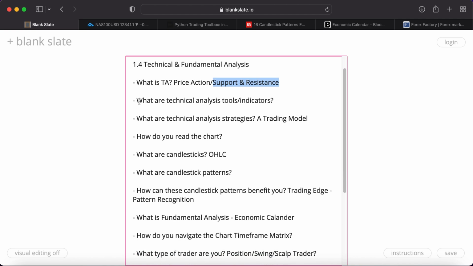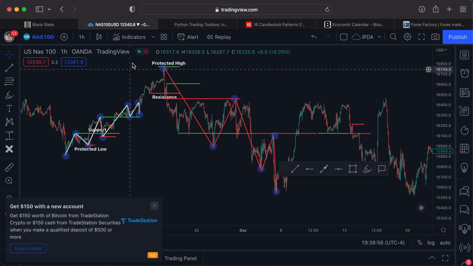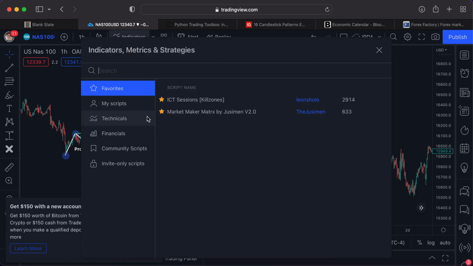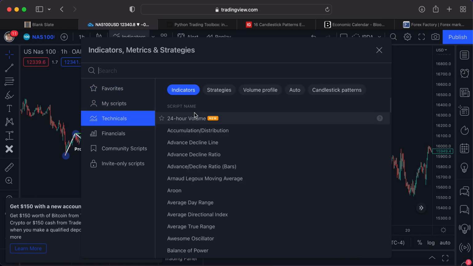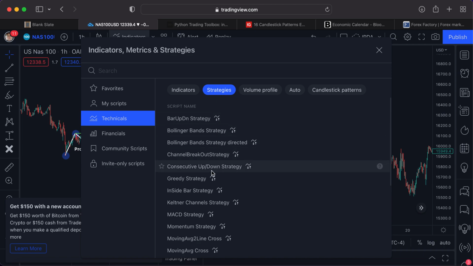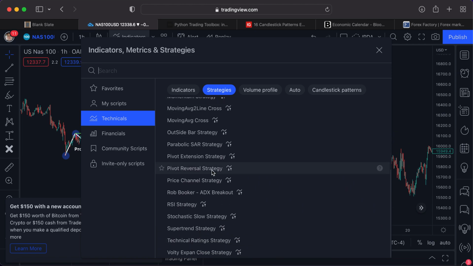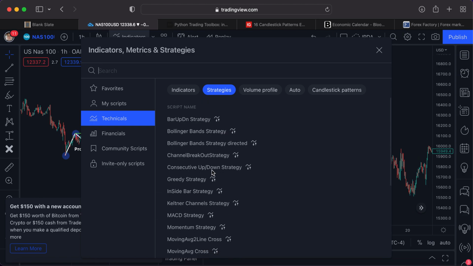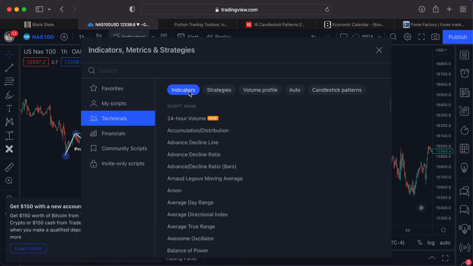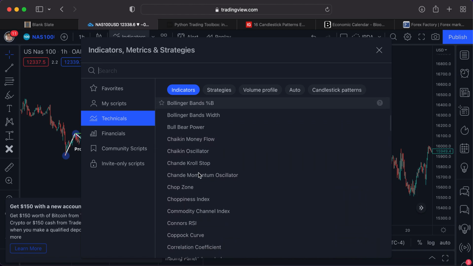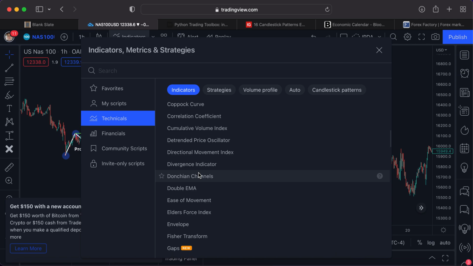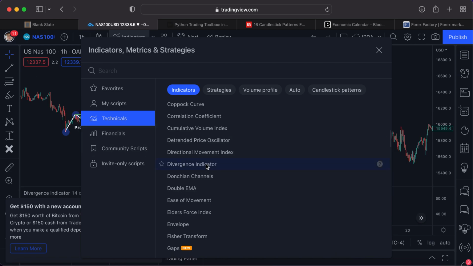So what are technical analysis tools and indicators? This is pretty cool as well. There's this indicators button right here, and there are different types of technicals that you can use. There are even strategies that people have programmed inside of TradingView, which is very cool, right? But let's give you a taste of some of the basics, which we'll dive a little bit more into later. But let's just get you aware of them. This is a really good one right here. I like the divergence indicator here. This is good.